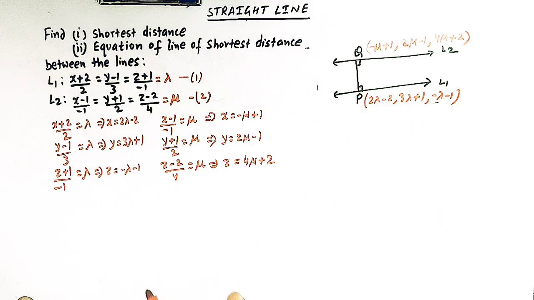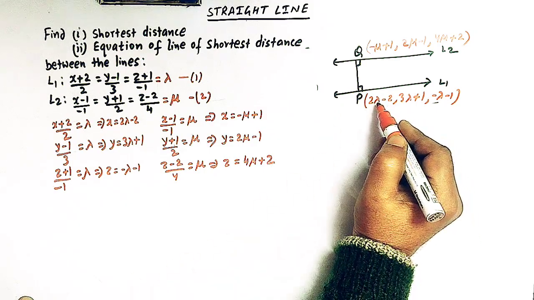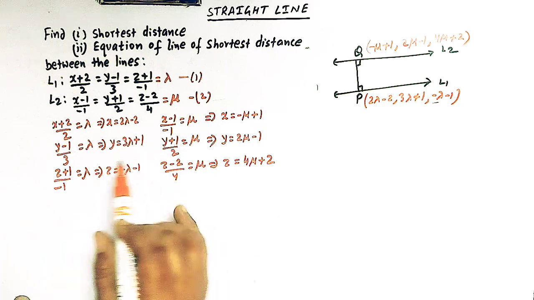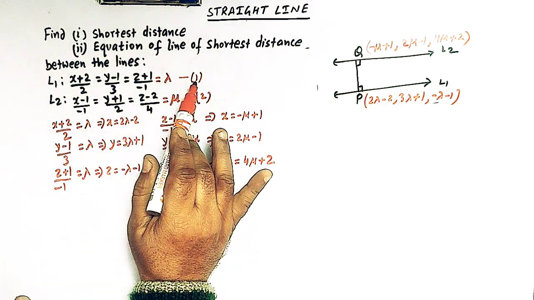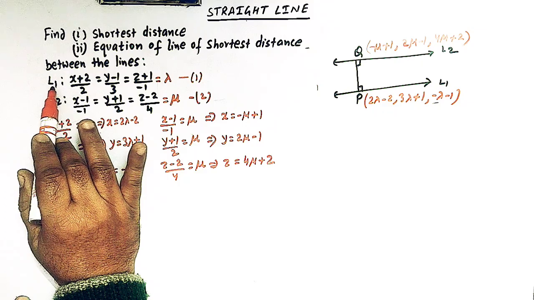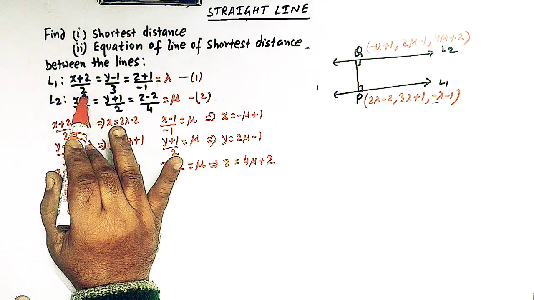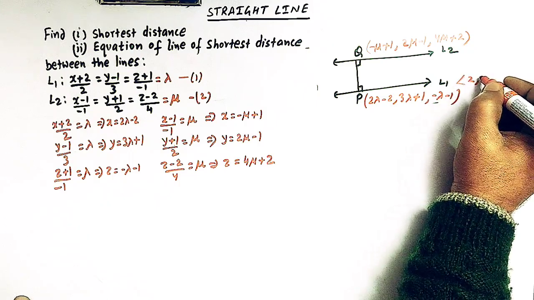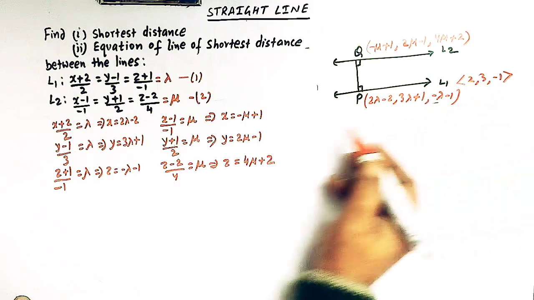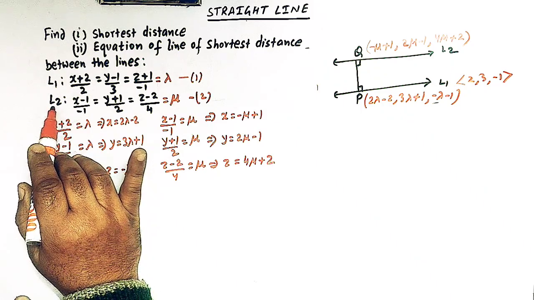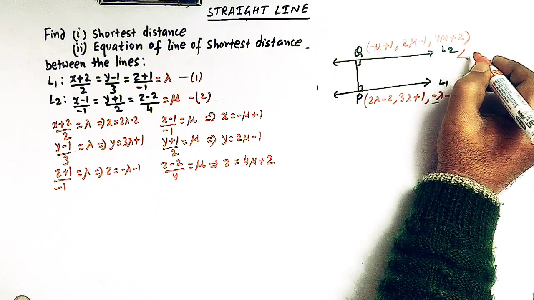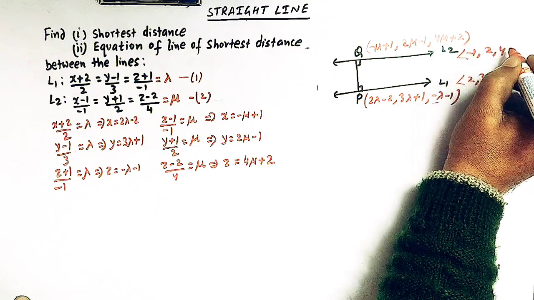Now we need to find the values of lambda and mu using the concept of direction ratios. If we look at equation 1, the direction ratios of the line L1 are 2, 3 and minus 1, and the direction ratios of the line L2 are minus 1, 2 and 4.